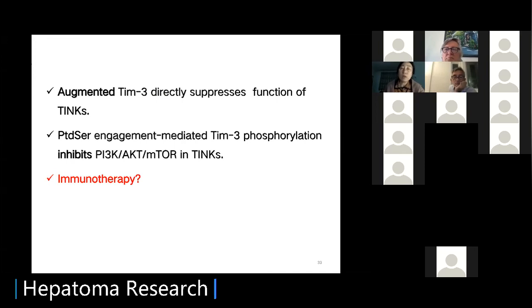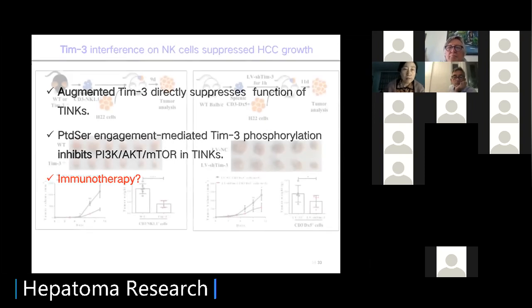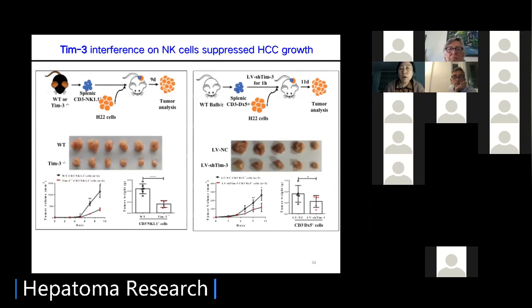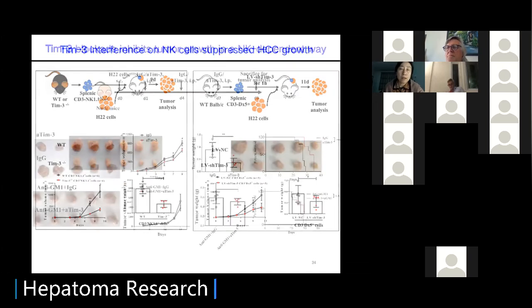And lastly, we assayed whether TIM3 can be used for immunotherapy. So we prepared two kinds of animal models. One is NK cells from the TIM3 knockout mouse and the wild-type mouse, transferred to the mouse with tumor. And you can see clearly that the TIM3 knockout NK cells can significantly inhibit tumor growth. And we also confirmed this result with TIM3 lentivirus shRNA. So TIM3 can suppress NK cells and then promote tumor growth.